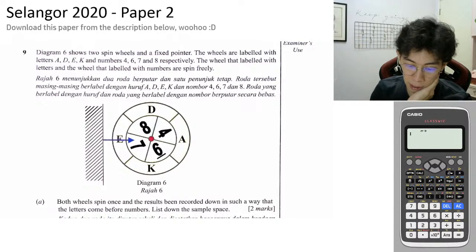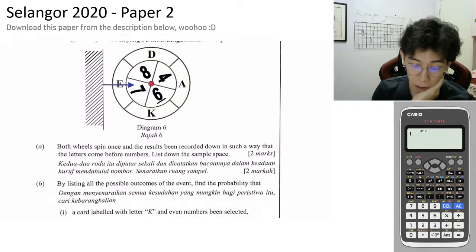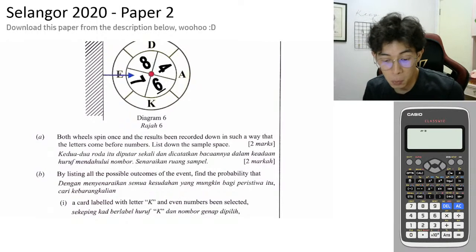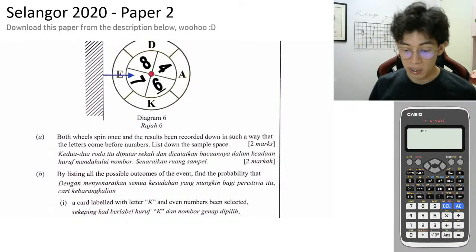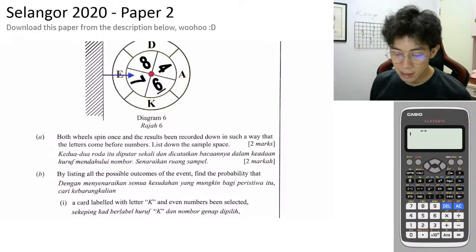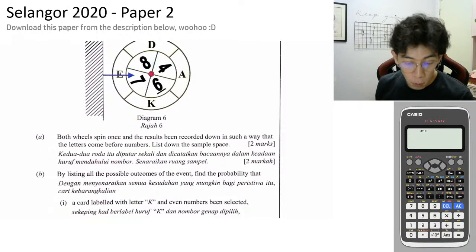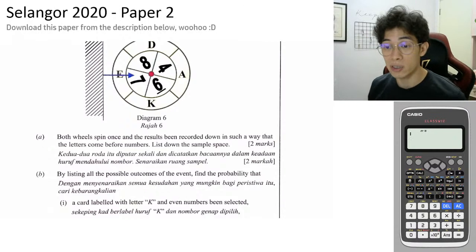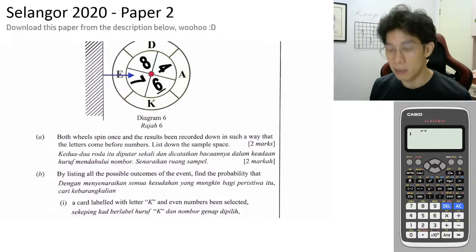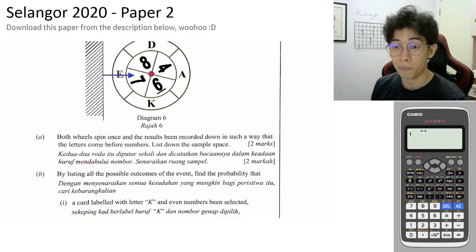They say what? They say A. Both wheels spin once and the result is recorded in such a way that the letter comes before the number. List down all the sample space. It means you have to write the letters first, then only you write the numbers.